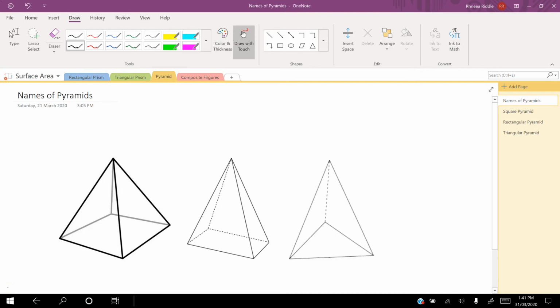Welcome back to class. Today we are going to be learning about pyramids and how to find their surface area. So to start off, one important thing is to know that there are different kinds of pyramids, believe it or not, and each of them are named based off the base that they have. So this first one we see here is actually a square pyramid.